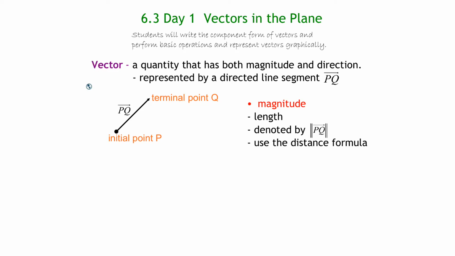So what is a vector? A quantity that has both magnitude and direction, represented by a directed line segment. So in the example here, you see that the initial point is point P, and the terminal point is point Q. Now you don't see necessarily a point at the end of this, because it has to indicate the direction that it is going. But the magnitude is the length of that line segment, but it's a directed line segment, so there's an initial and a terminal point. It's denoted by the double vertical bars, and we're going to use the distance formula to calculate the magnitude.